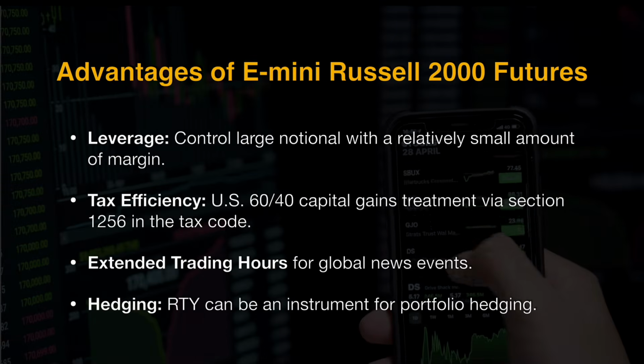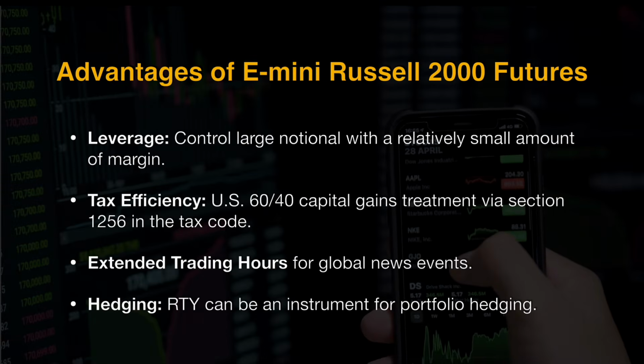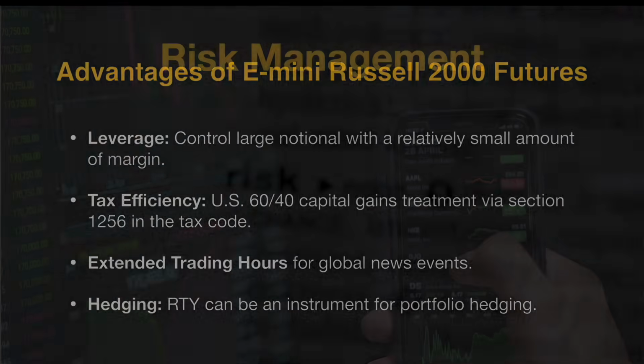So what are the advantages of trading the E-mini Russell 2000 futures? Well, first is leverage. You can control large notional value with a relatively small amount of margin. And next would be tax efficiency. In the U.S., there's a 60/40 capital gains treatment via Section 1256 in the tax code. And if you have any questions about this, contact your tax professional. And finally, extended trading hours for global news events and hedging. RTY can be an instrument for portfolio hedging.